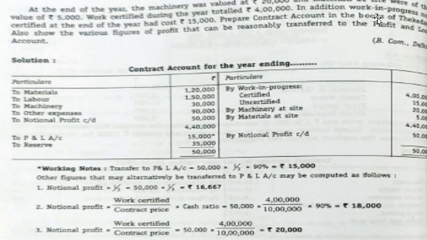Prepare a contract account in the books of Tickter. Also show the various figures of profit that can be reasonably transferred to the profit and loss account. So they have given us the adjustments and the expenses, and they have asked us to find out, by using the various methods, how you can transfer your profit to your profit and loss account. So now let us prepare our contract account.